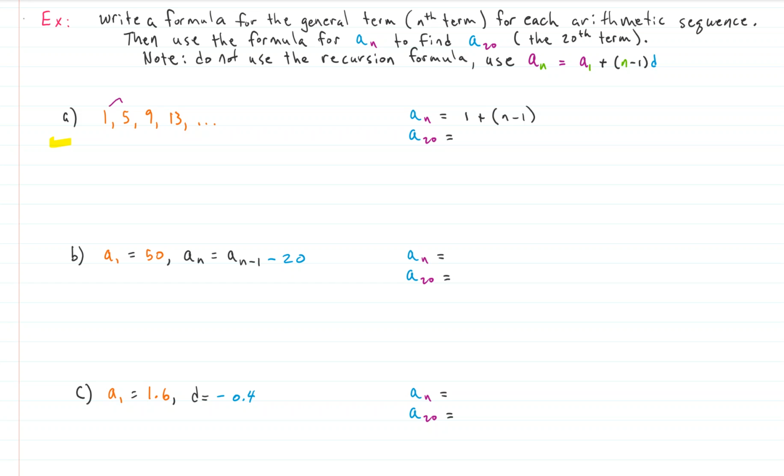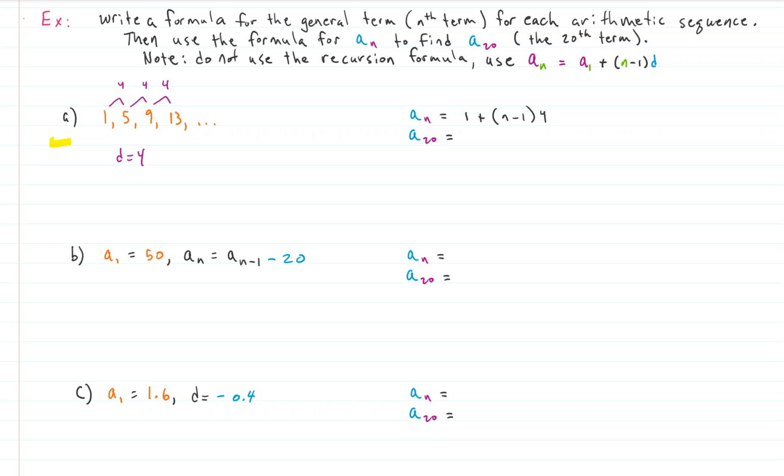Let's see. Between 1 and 5, that's a 4. 5 and 9, that's a 4. 9 and 13, that's a 4. So our d is a +4. So we're going to put a +4 here for our difference. And there we have our general term.